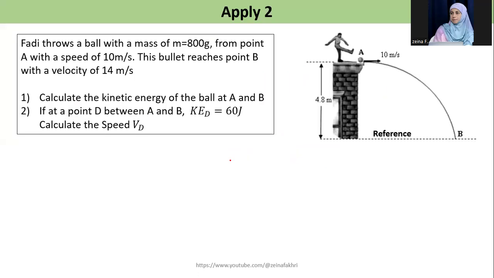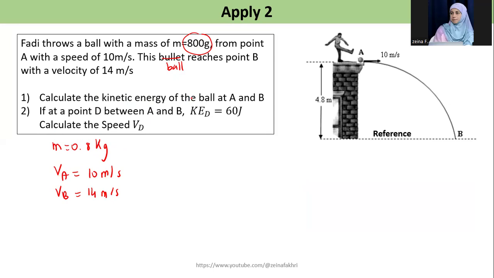Let's do another example. So Fadi throws a ball with a mass m equal 800 gram. So here we have to pay attention. We have to convert to kilogram. So the mass is equal to 0.8 kilogram from a point A with a speed of 10 meter per second. Now, this ball reaches point B with a velocity of 14 meter per second. So we know that VB is equal to 14 meter per second.